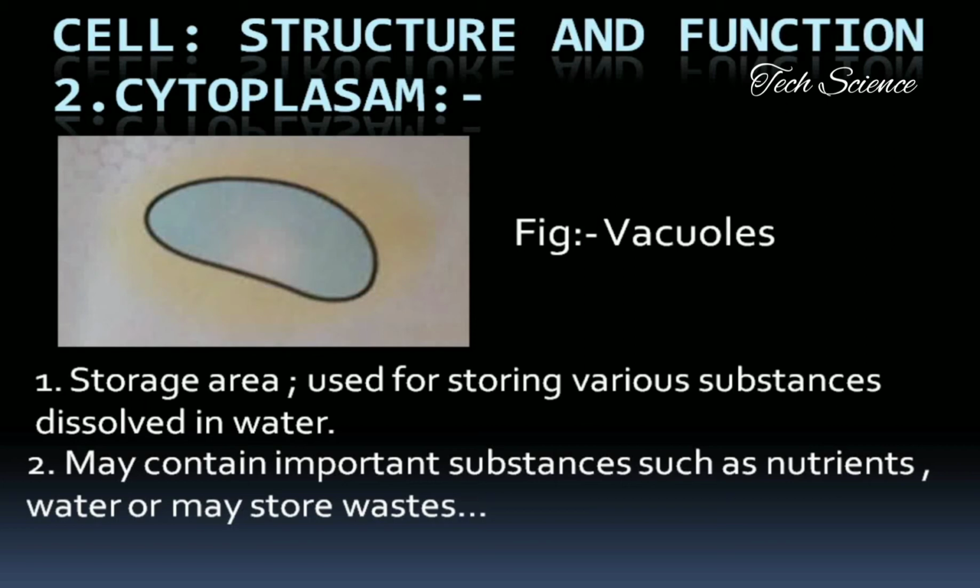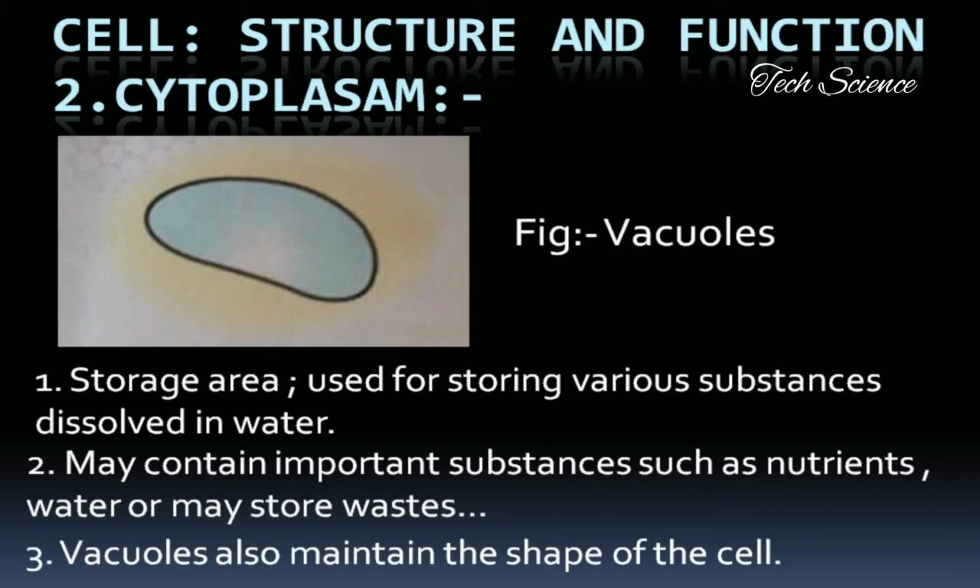Sometimes it may also store waste products, if they are not excreted from the body. And the main thing, they are also used to maintain the shape of the cell. So these are the three points which are very important from the vacuole point of view. So this is the first organelle present inside the cell body.